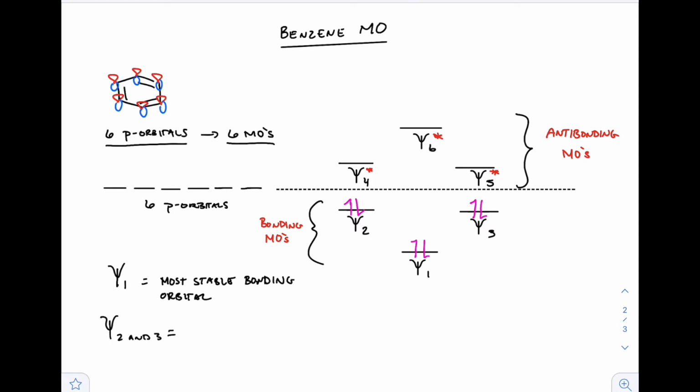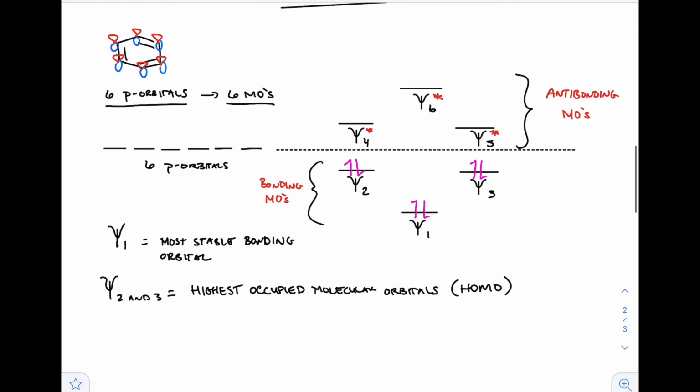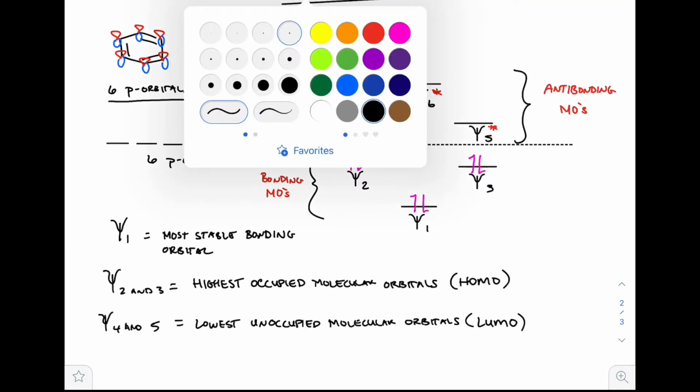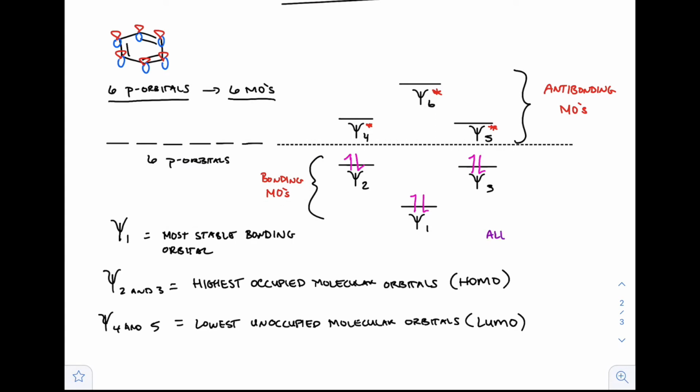Psi 2 and psi 3, since they are occupied by electrons in this case, are also the highest occupied molecular orbitals. They are abbreviated as HOMO, so that means the highest occupied molecular orbitals. This is where the chemistry occurs, right? Because you have electrons at the highest energy level, and then typically the HOMO reacts with the LUMO, or the lowest unoccupied molecular orbitals. Okay, and those would be psi 4 and 5, the antibonding orbitals.